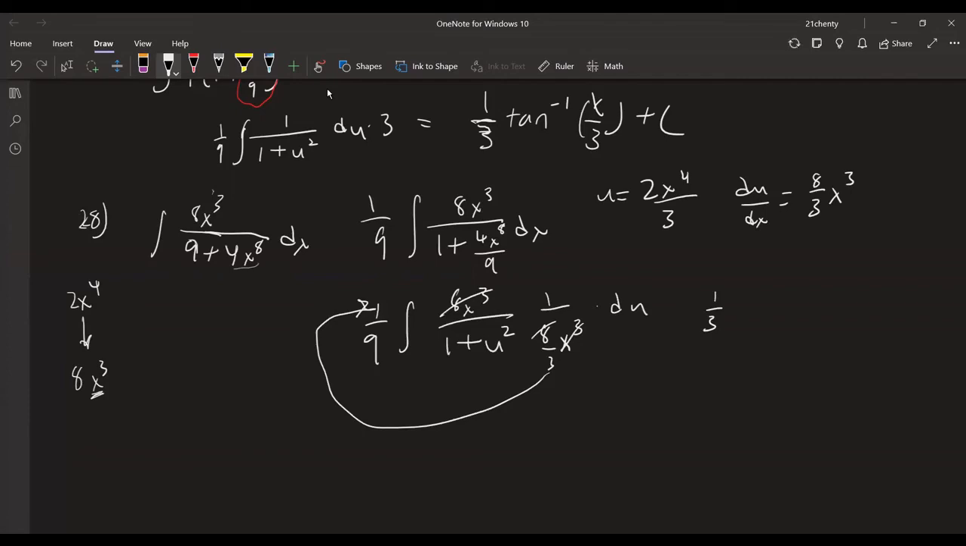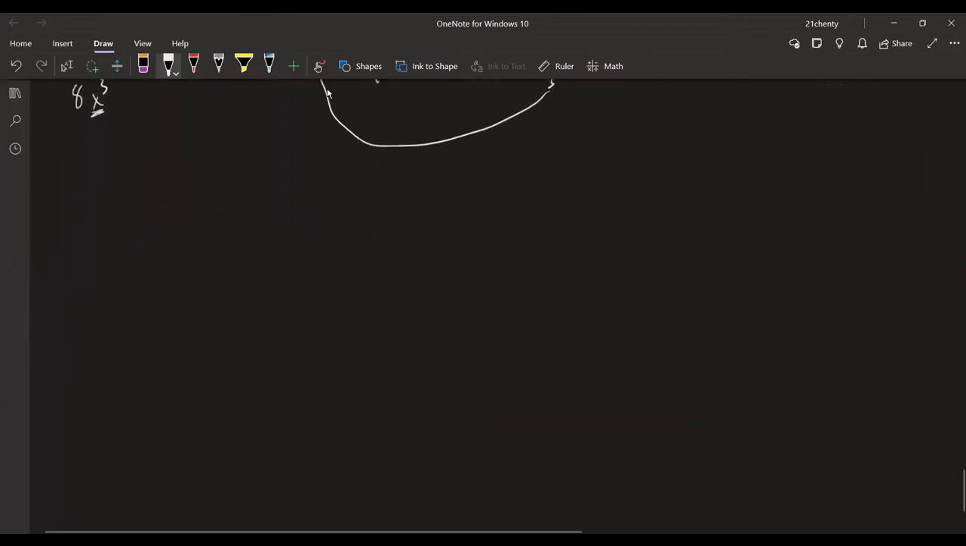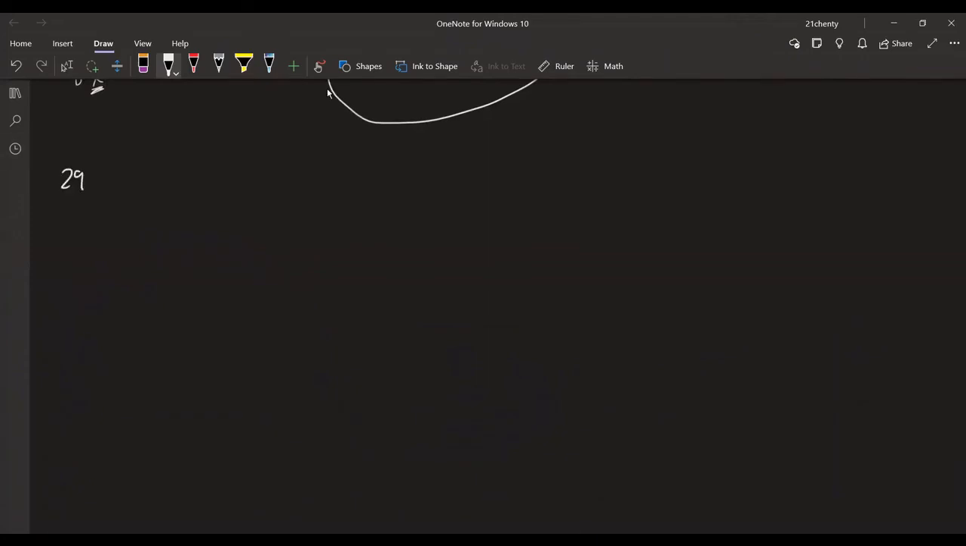And then the rest of it is just our arctangent formula. u equals 2/3 x to the 4th. And then plus c. So that's 28. Yeah, 29 now. The last one.